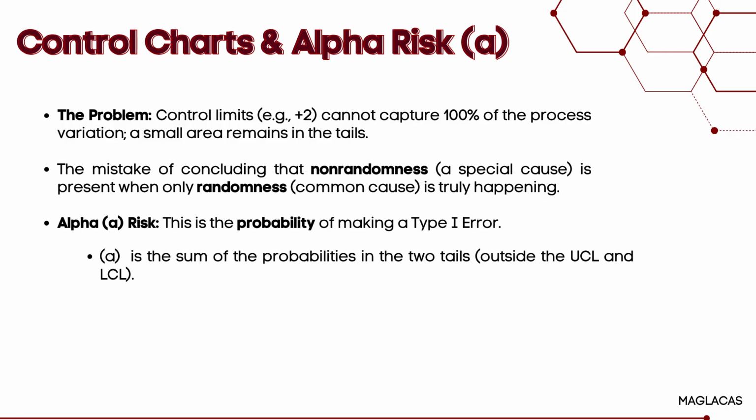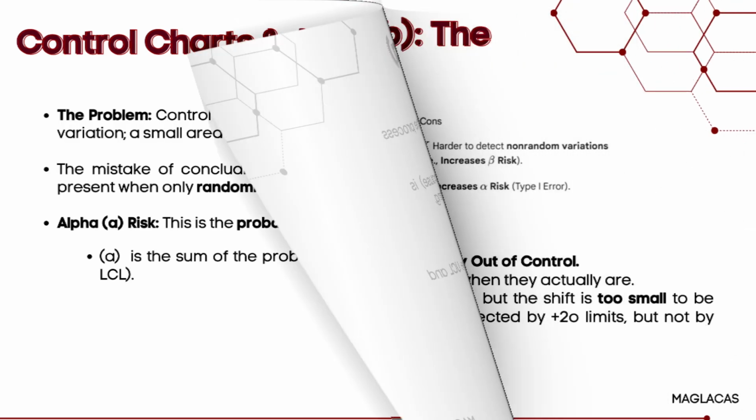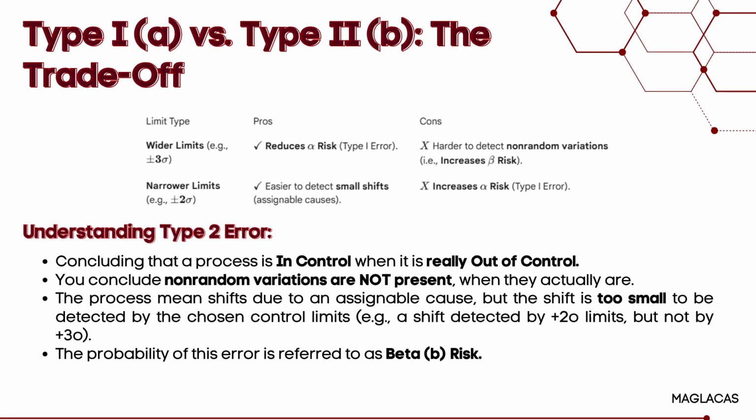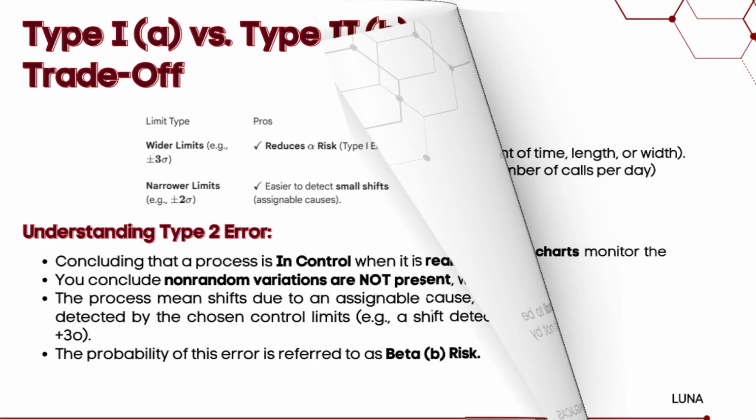So with type 1 error, this is the mistake of concluding a problem is non-random when only normal randomness is actually occurring. While type 2 error is when you conclude that the process is in control, or random, when it's actually out of control. That means it's actually non-random. This happens when you incorrectly assume non-random variations are not present, but they are.